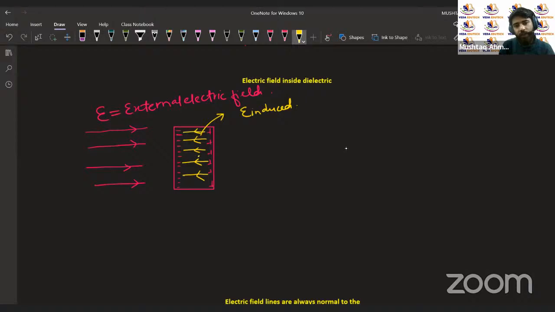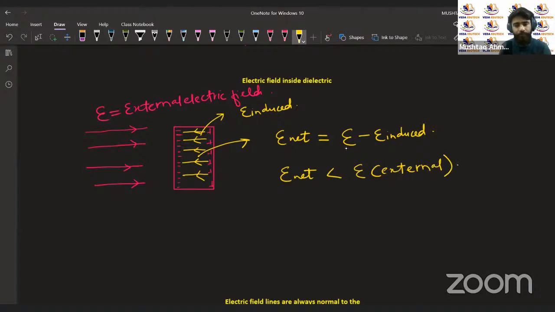So the net electric field inside this dielectric: the external electric field and the internal electric field, due to the induced charge inside this dielectric, are opposite in direction. So the net electric field will be E minus E induced. So we can see that E net is less than E external. It means that the electric field does exist inside the dielectric, and this electric field is less than the external electric field.